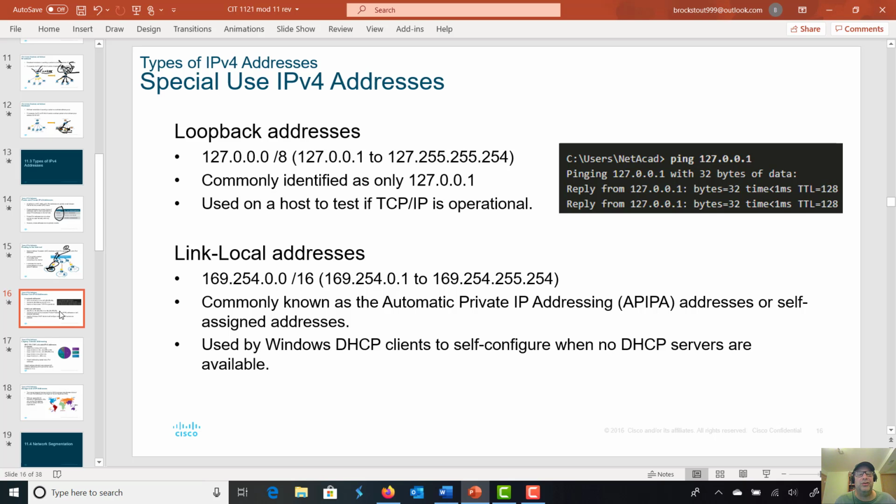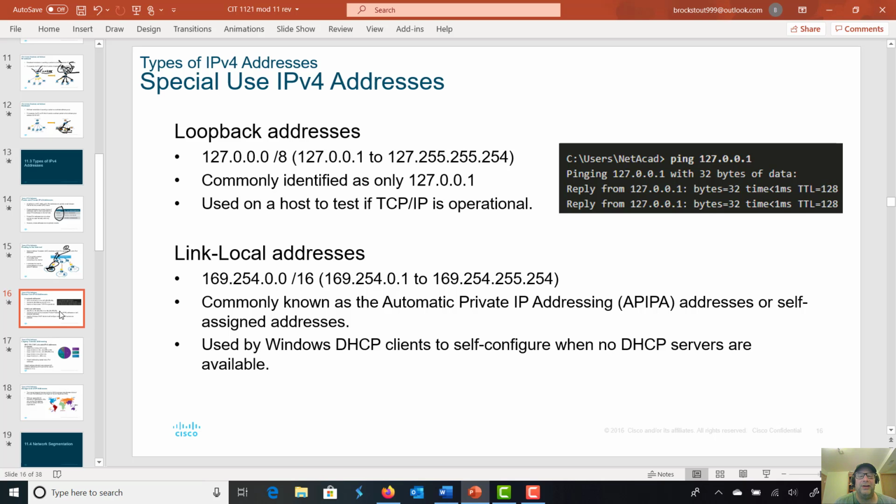Other addresses that we should be aware of, the link local address, and also the loopback address. The loopback address we talked about in a previous slide, that is nothing more than a check. It's something to use to make sure the TCP/IP stack is functional on your computer. You can use it in a pinging situation, which is the picture that they've given you here.